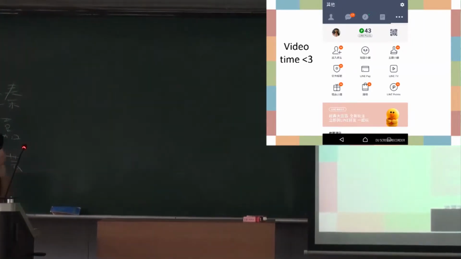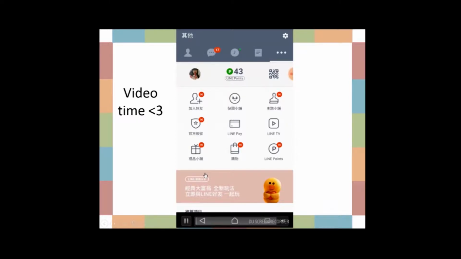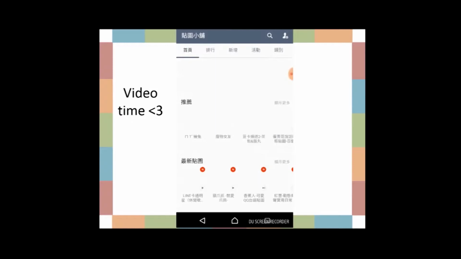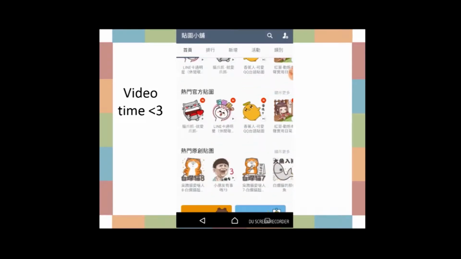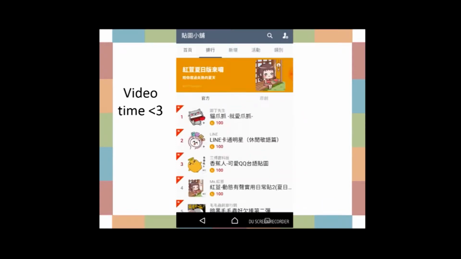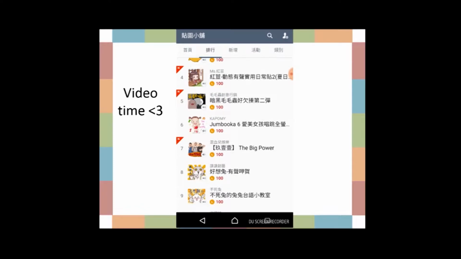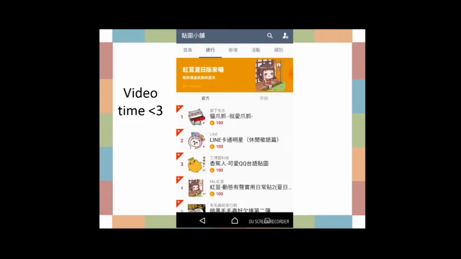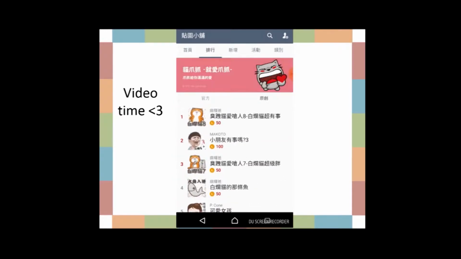Yes, and this is a little clip to introduce LINE stickers. Hi everyone, this is a little clip to introduce LINE stickers. First, we can see the sticker shop. There are so many business opportunities all the time. It is said that the billboard will update every 1 hour. The ranking is decided by the order quantity, and it is also divided into official and original.